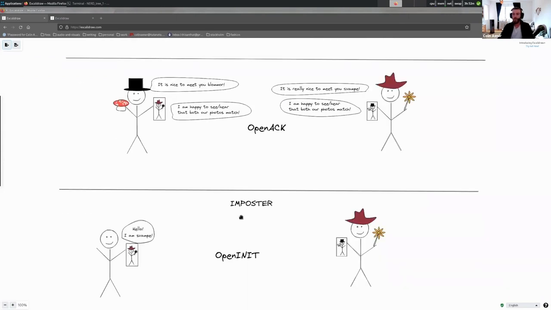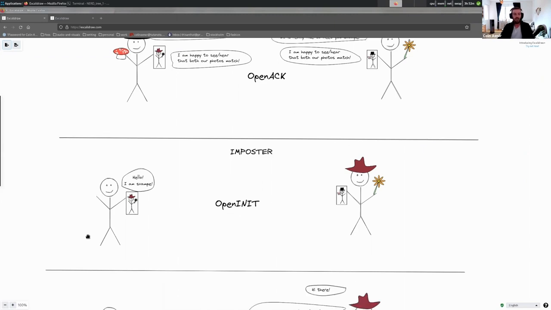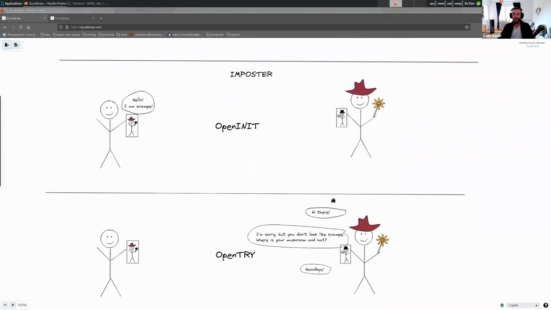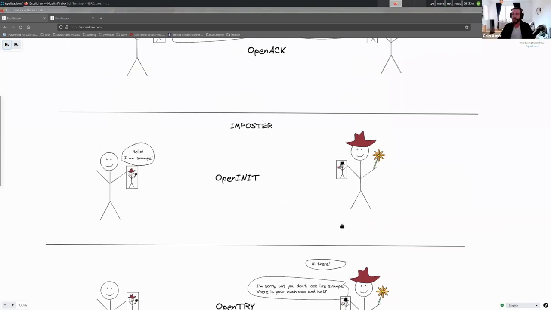Cool. So those are some good cases, but what happens if we run into someone who actually is a bit of an imposter? So here we have someone, I don't know who, coming and saying that they're Svante, but they don't look like Svante at all if we check the photo. So then the response is going to be, I'm sorry, but you don't look like Svante. And how would Blumor already know what Svante looks like? That is a great question.